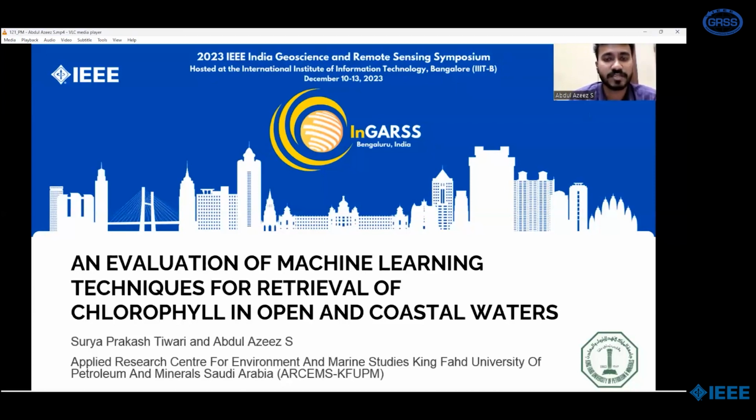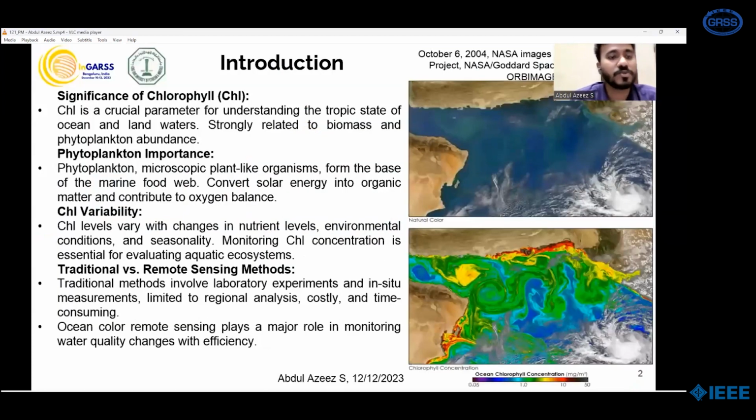open and coastal waters. Coming to the introduction, we all know chlorophyll is a crucial parameter for understanding the trophic state of ocean and land waters, which is strongly related to biomass and phytoplankton abundance. This phytoplankton converts solar energy into organic matter and contributes to the oxygen balance. These chlorophyll levels vary depending on changes in nutrient levels and environmental conditions, and also change seasonally. Monitoring chlorophyll concentration is essential for the evaluation of aquatic ecosystems.